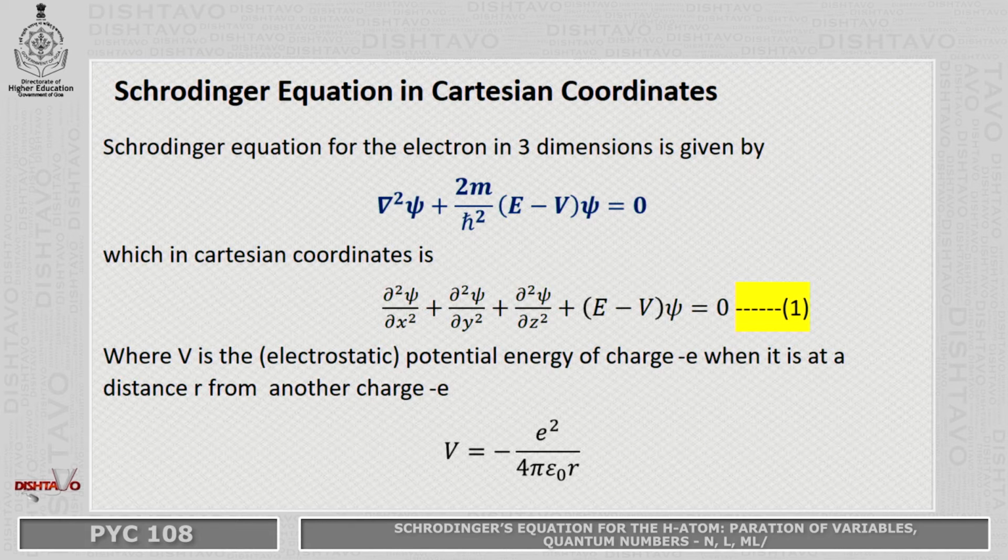Now, the Schrodinger equation in Cartesian coordinates is given by equation 1, that is, d square psi by dx square plus d square psi by dy square plus d square psi by dz square plus (E minus V) psi equals 0, where V is the potential energy and is given by minus e square upon 4 pi epsilon naught r.